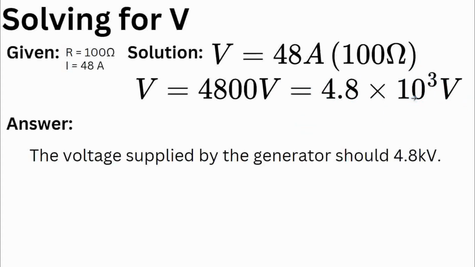So our answer is, the voltage supplied by the generator should be 4.8 kilovolts. But really, you could also just write 4,800 volts, or you could write 4.8 times 10 to the power of 3 volts. It's really up to your preference or what the instructions ask for.